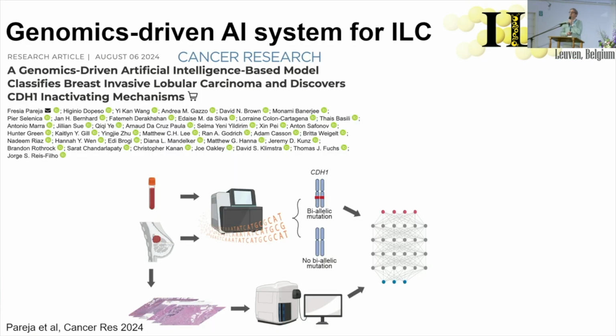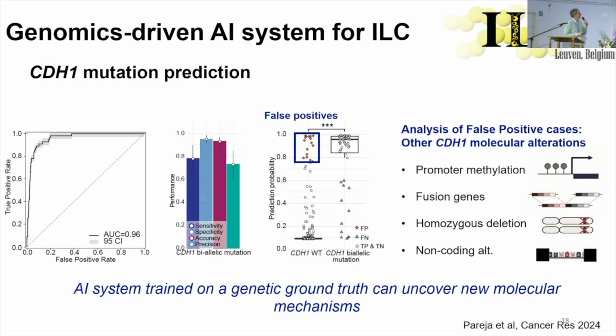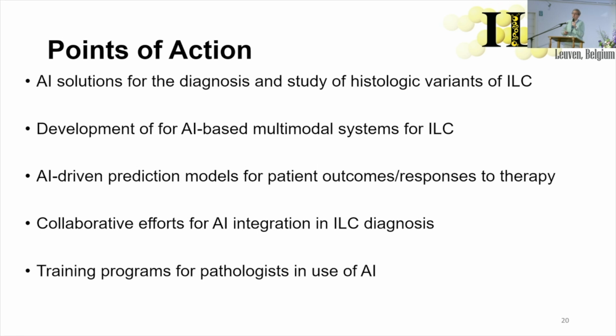And then I don't want to spend too many words on this, because we already heard the excellent presentation from Professor Pareja, and she explained very well that artificial intelligence may help us, but maybe we have not arrived at a point to capture all the morphological differences in lobular cancer. These are the action points that were suggested. Artificial intelligence solutions for the diagnosis and study of histologic variants of ILC are necessary. We need to develop an AI-based multimodal system for ILC and AI-driven prediction models for patient outcomes and response to therapy. We need collaborative efforts for the integration of AI in ILC diagnosis, and most important, we also need a training program for us as pathologists.